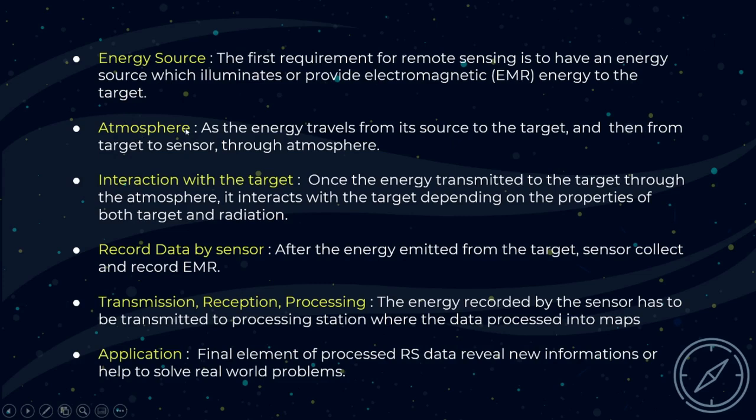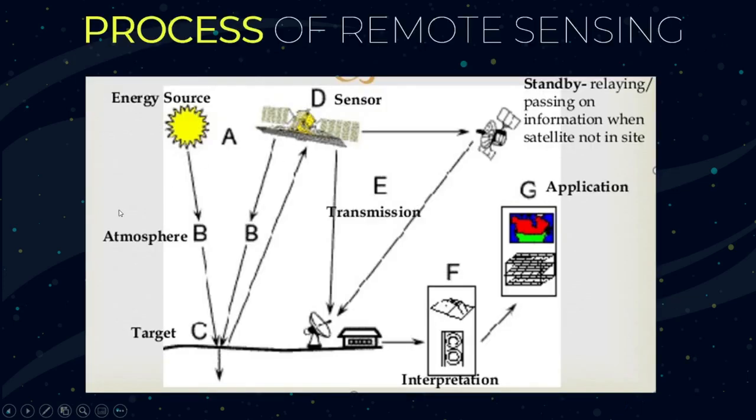The second one is the atmosphere. The energy travels from its source to the target and then from the target to the sensor through the atmosphere. Here is the atmosphere. The electromagnetic radiation which is emitted from the energy source or the sun is coming to the target through the atmosphere. After hitting the target, the reflected radiation is also transmitted to the sensor through the atmosphere. So the atmosphere is the medium of transfer.